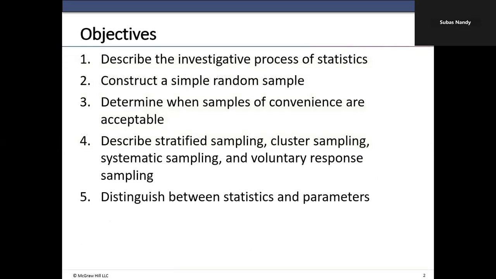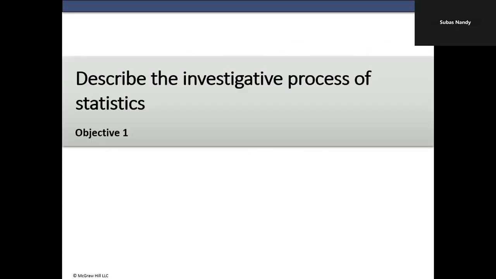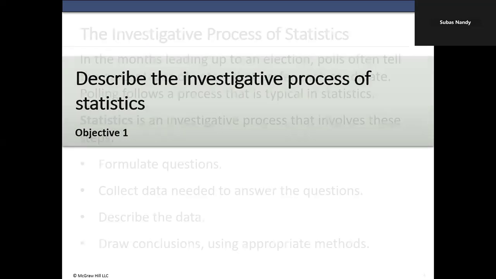So we are going to describe the investigative process of statistics. We will construct a simple random sample. We will determine when samples of convenience are acceptable. We will describe stratified sampling, cluster sampling, systematic sampling, and voluntary response sampling. We will distinguish between statistics and parameters. So first we will describe the investigative process of statistics.